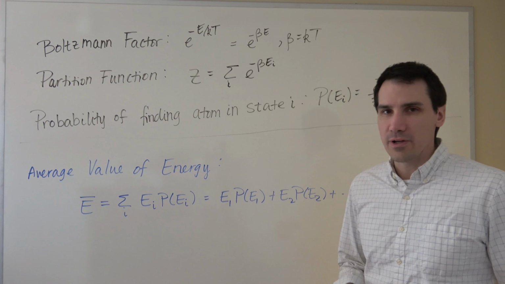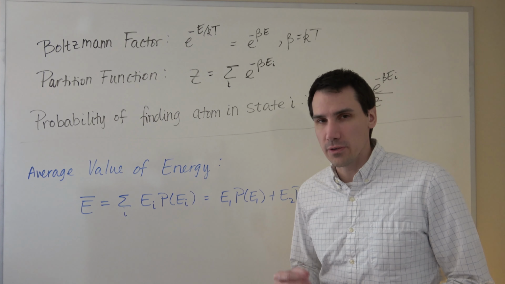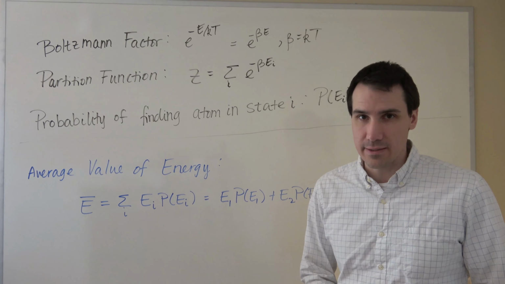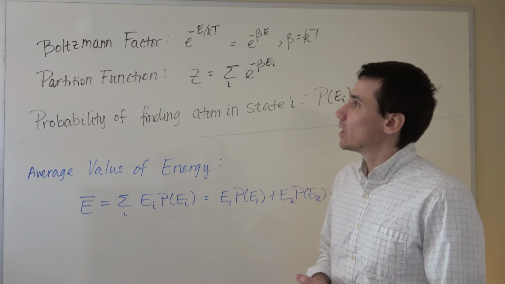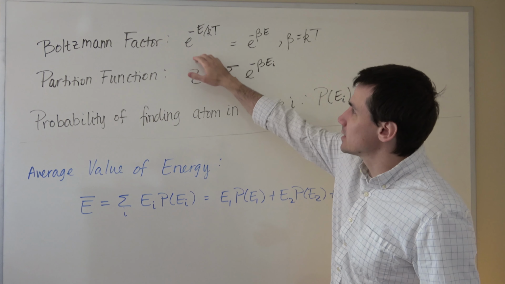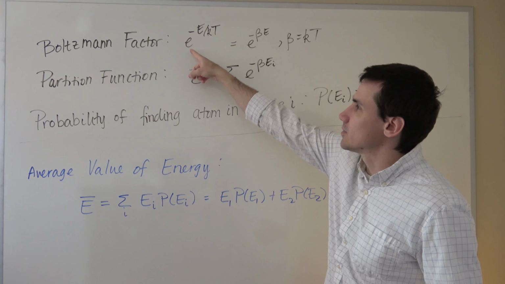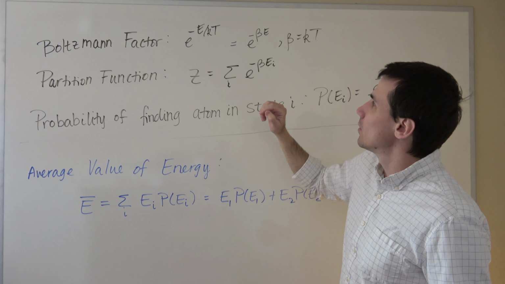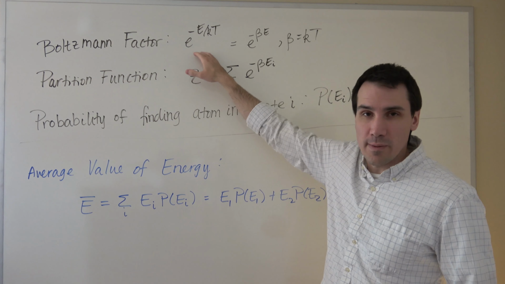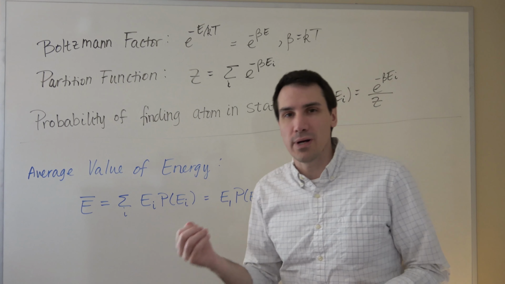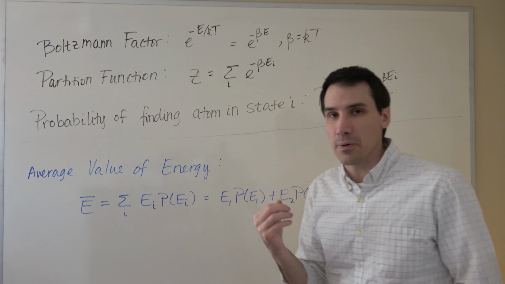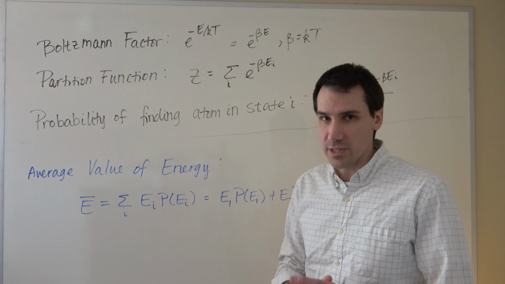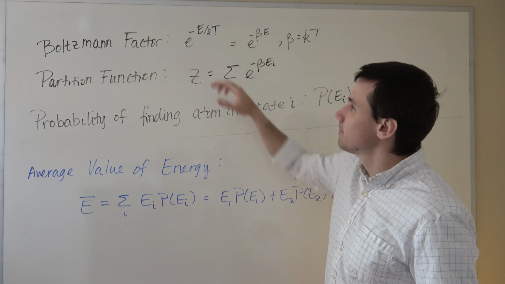In this video, we're going to talk about using Boltzmann factors in the partition function in order to find out about the average value of the energy of some system. So to review, our Boltzmann factor is given by e raised to the negative energy divided by kT. This factor, if you remember from the last video, is proportional to the probability of finding a particle in some state if it is in thermal equilibrium with some reservoir at temperature T.